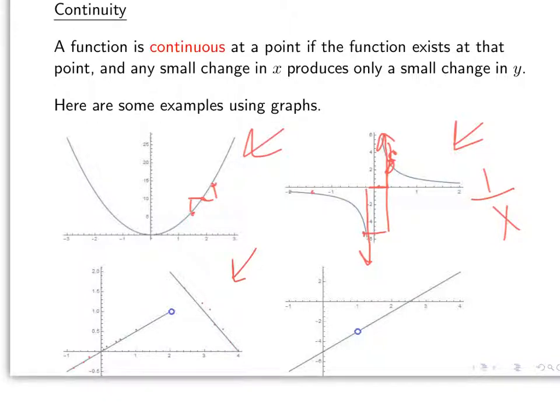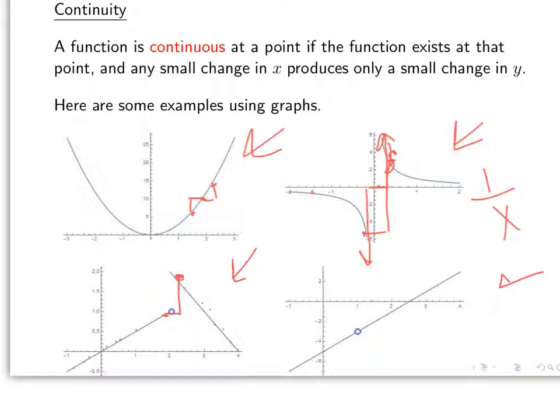So if I looked at, say, 1.99999, and I'm right here, and I move a little bit so that I'm past 2, I have to jump all the way up here to find my new y value. So I moved a little bit in the x direction, but I moved a lot in the y direction. So this function is not continuous at x equals 2.